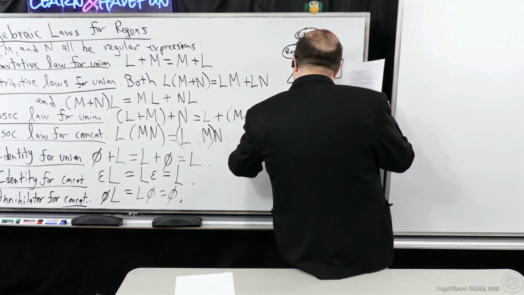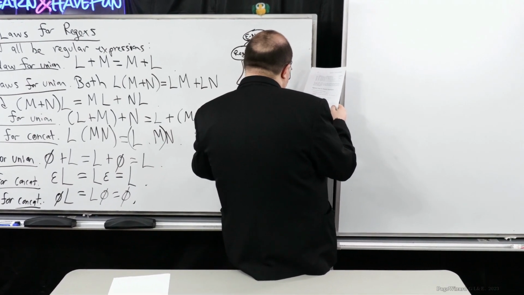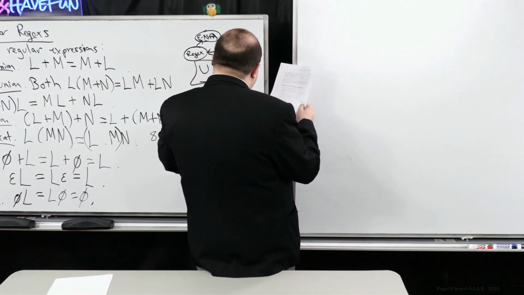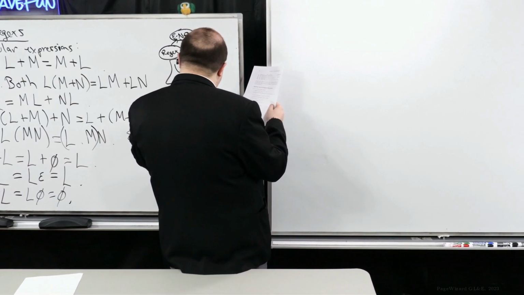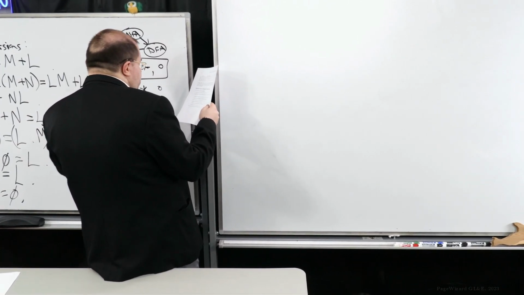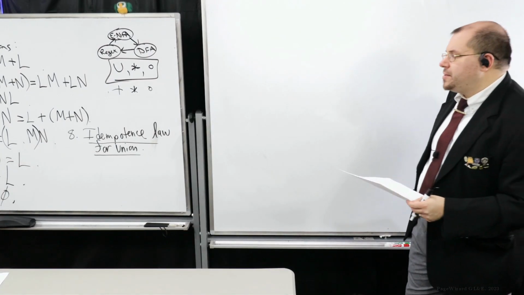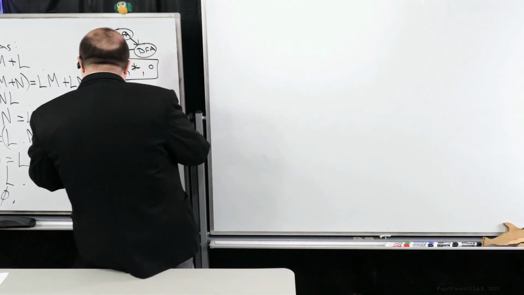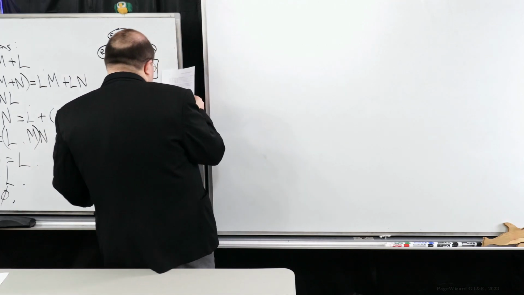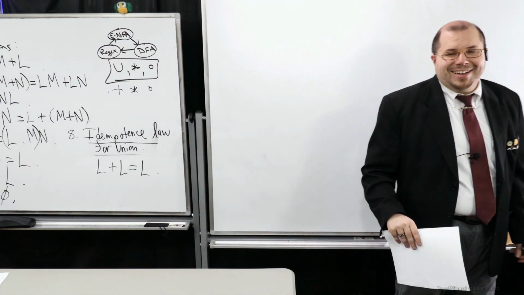So here's another one. Imagine I have two of the same languages. I'm performing union operations with them. If I take the union of a language with itself, what happens? Well, most certainly it doesn't introduce any new strings, right? So L union L, or L plus L, or L or L, is going to end up being L. Nothing too terribly surprising there, right?